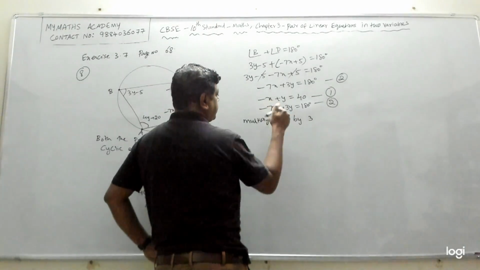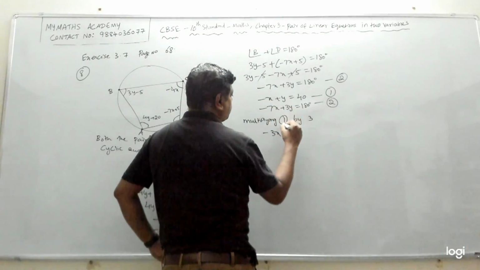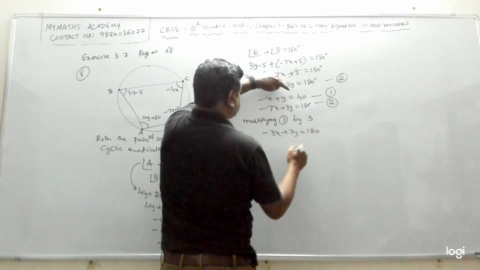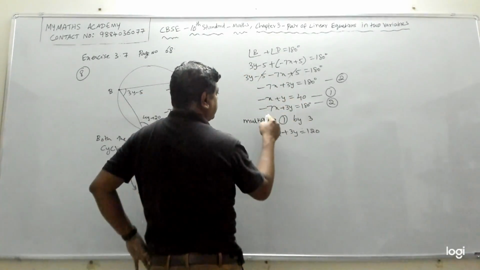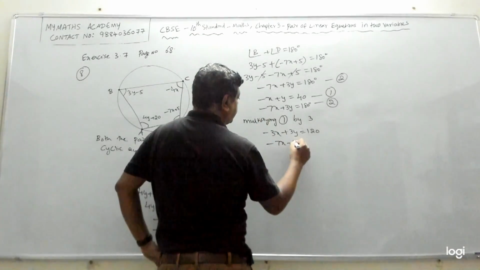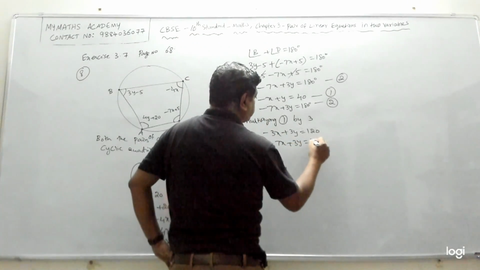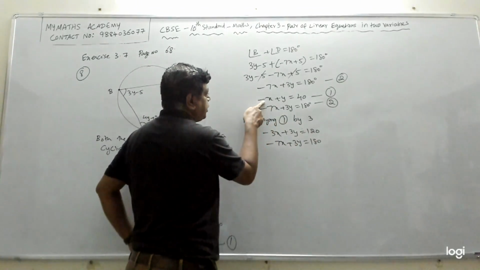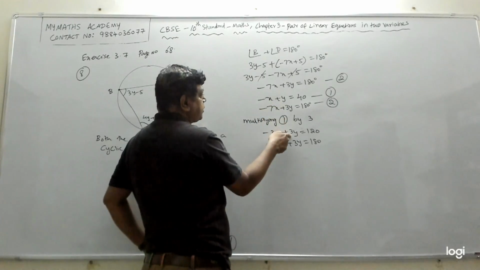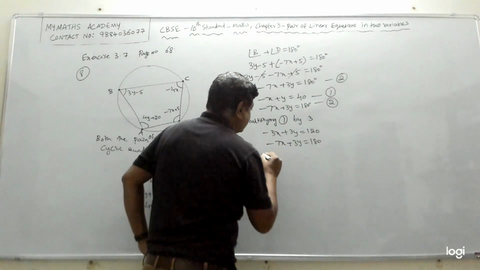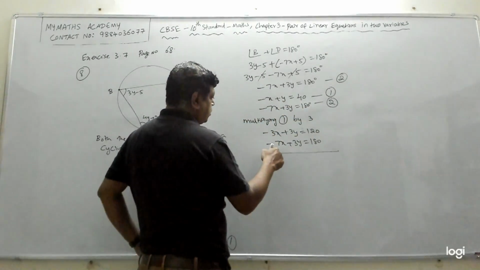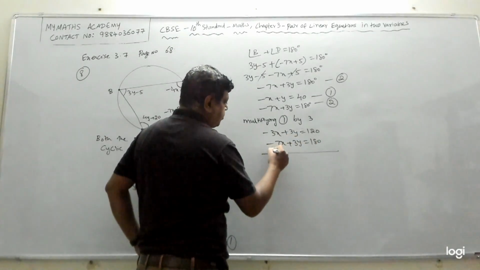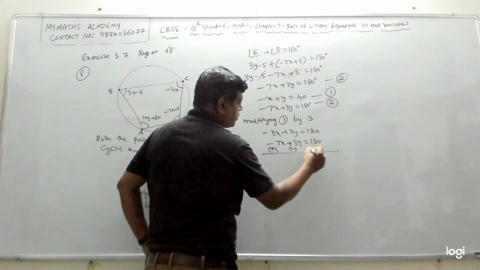So 3 into minus x is minus 3x, 3 into y is 3y, 3 into 40 is 120. So multiplying each term by 3. Then here minus 7x. The second equation I am writing as it is. Right? The first equation is multiplied by 3 throughout. Now we should add or subtract. Now the sign is, both are plus. When both are plus, we have to change the sign. So this will become plus, this will become minus, this will become minus.